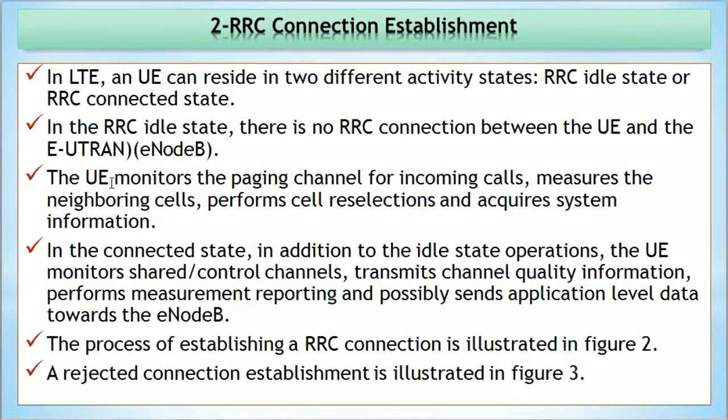The UE monitors the paging channel for incoming calls, measures the neighboring cells, performs cell reselection, and acquires system information. And in connected state, in addition to the idle state operations, the UE monitors shared control channels, transmits channel quality information, performs measurement reporting, and possibly sends application level data towards the eNode B.